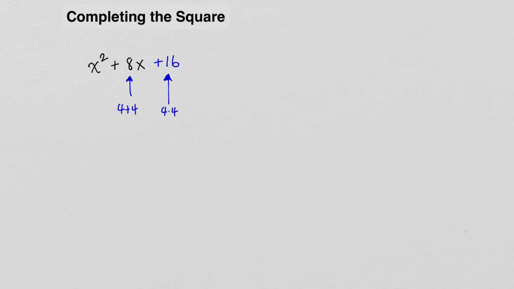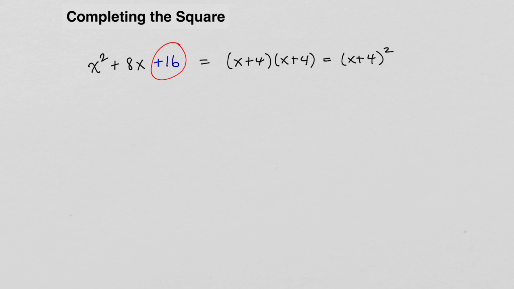And then if I did that, this would now factor into x plus 4 times x plus 4, which we could write as x plus 4 quantity squared. So what's the shortcut? Well, here's the shortcut. To figure out what number we have to add to complete the square, we simply take the middle number, which in this case is 8, we divide it by 2, and then we square it. And that is how we get this number. And this will work no matter what the number is.